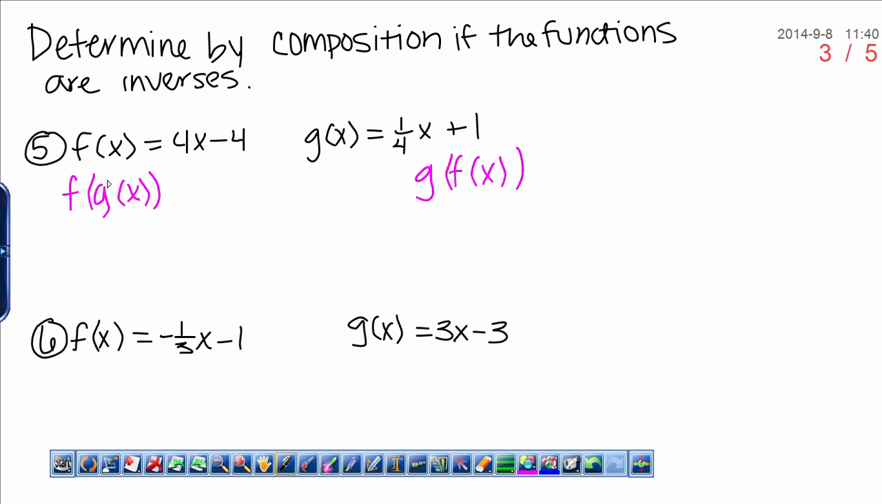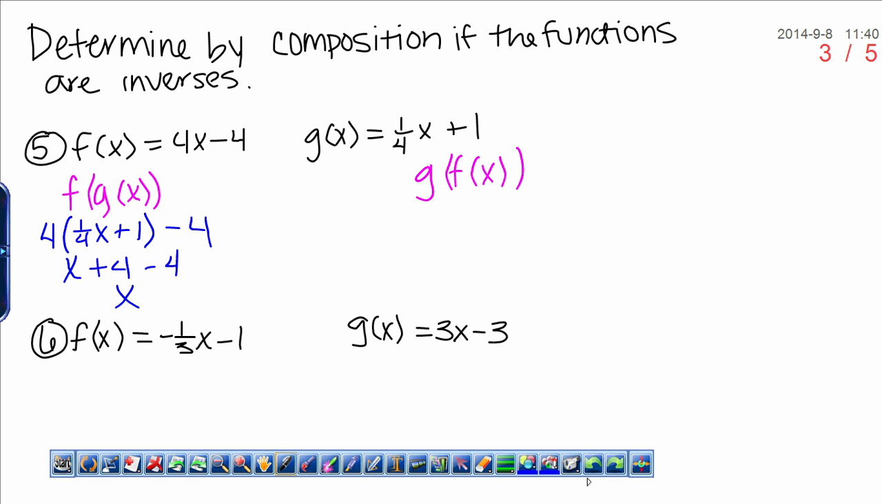How would I write f of g of x? What would I do? Good. Everyone okay with that? Plug in g of x for x in f of x. All right, let's go ahead and simplify. 4 times 1/4 x is x. 4 times 1 is 4, minus 4. So what does that simplify to? x. Good.